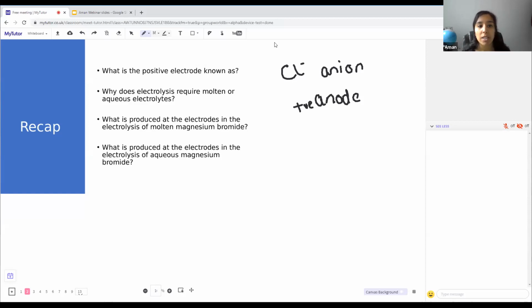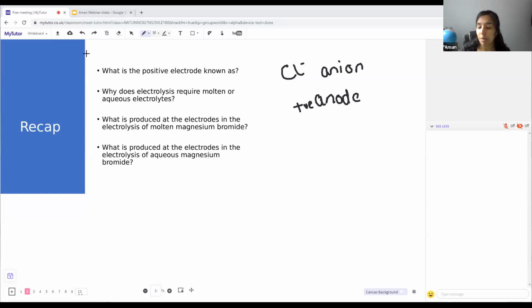Great, why does electrolysis require molten or aqueous electrolytes? Why can't we just carry it out on a solid? Any ideas? I've heard one answer so far. Any other answers? Excellent. So it's about the ions being able to move. It's not about electrons, because remember, when we carry out electrolysis, it's always on ionic compounds. So it's really important that the ions are able to move.